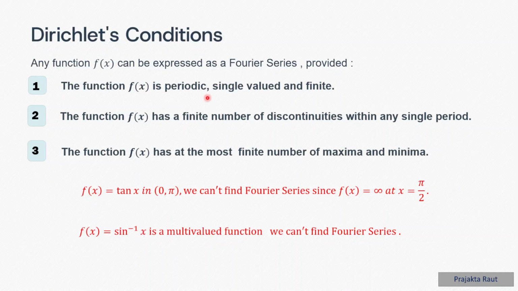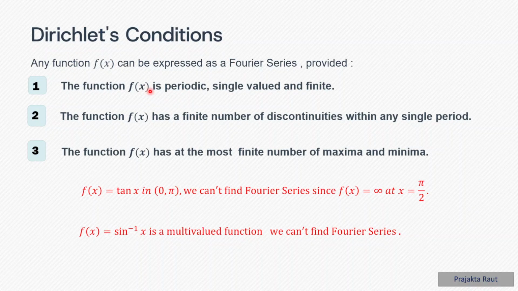The function should be single valued and it should be finite. The second condition says that the function f(x) has a finite number of discontinuities within a single period. So the function should be continuous, or have a finite number of discontinuities within any single period. Condition number three is that the function has at most a finite number of maxima and minima. So these three are Dirichlet's conditions.